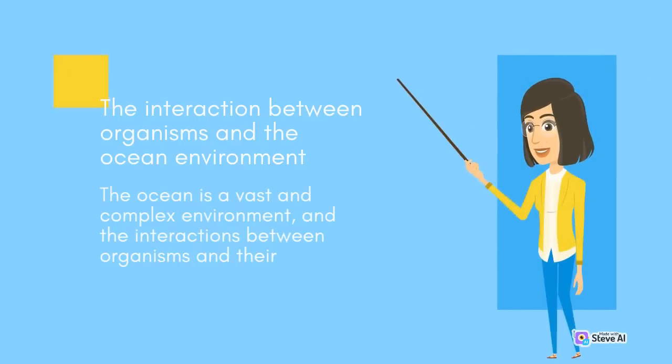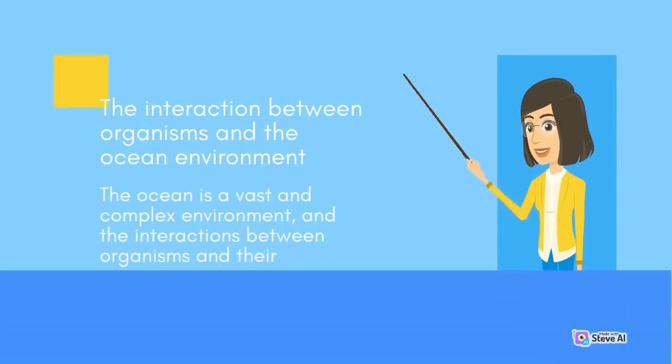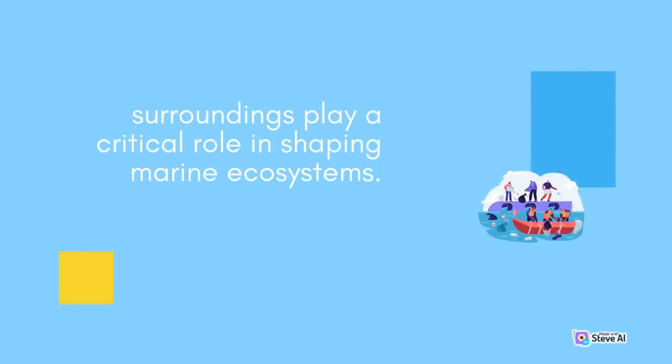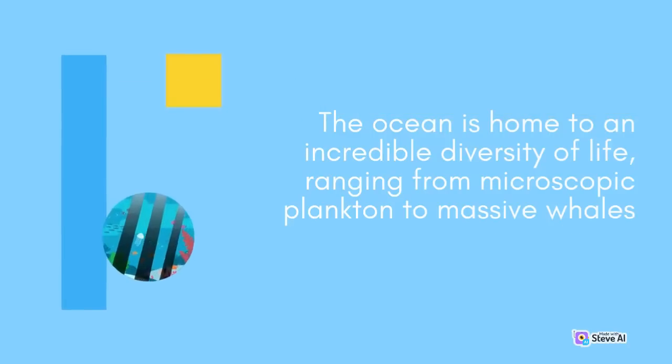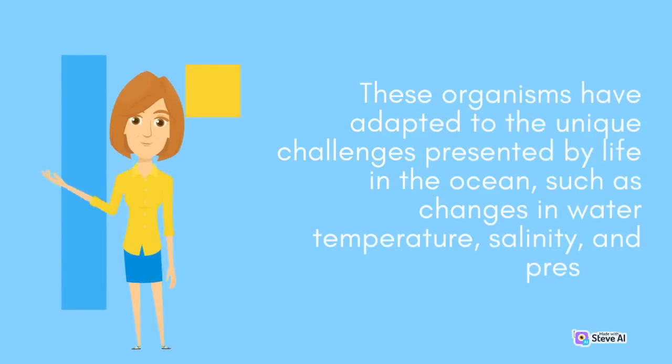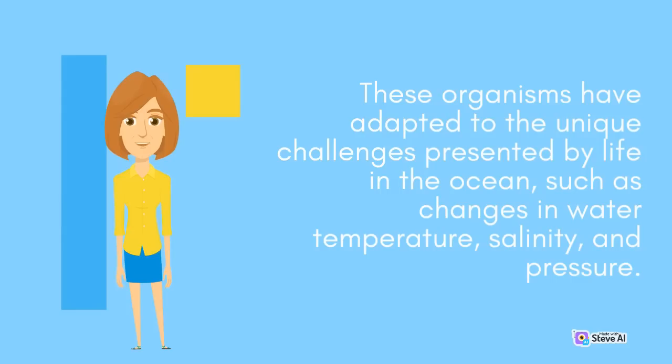The interaction between organisms and the ocean environment. The ocean is a vast and complex environment, and the interactions between organisms and their surroundings play a critical role in shaping marine ecosystems. The ocean is home to an incredible diversity of life, ranging from microscopic plankton to massive whales and sharks. These organisms have adapted to the unique challenges presented by life in the ocean, such as changes in water temperature, salinity, and pressure.